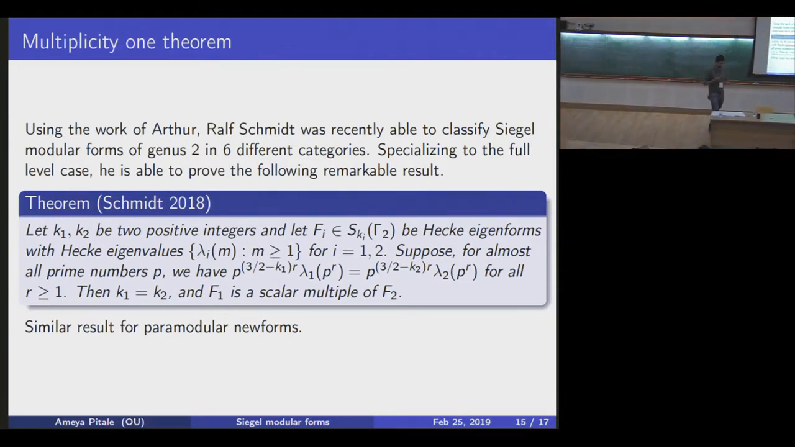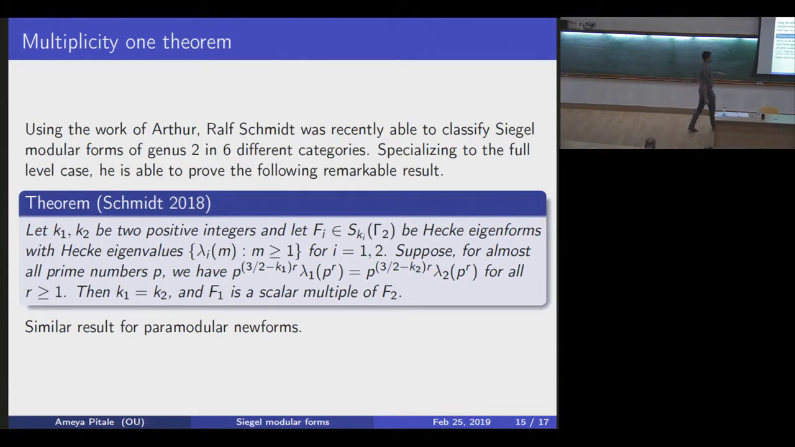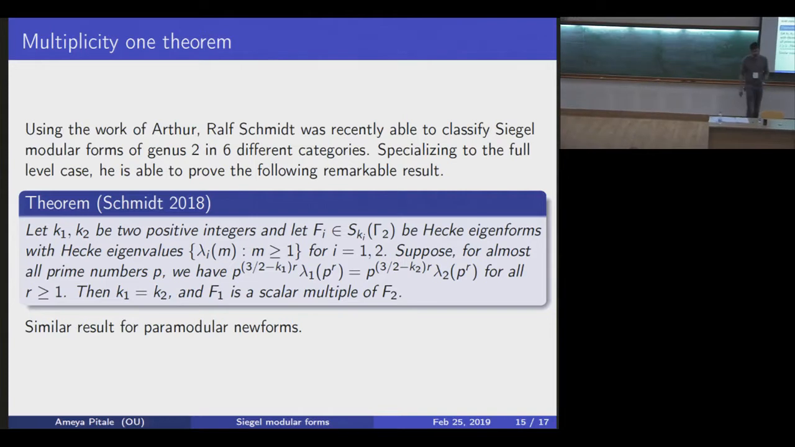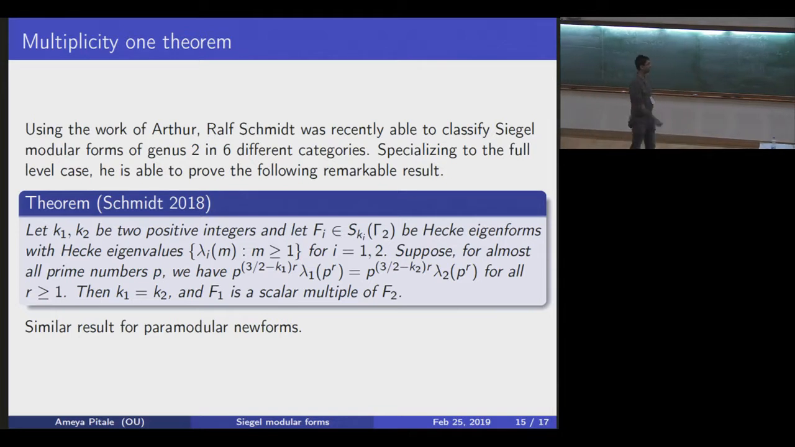He said, okay, what is happening for SO5? SO5 is PGSP4, which gives representations corresponding to Siegel modular forms. And then he divided them into 6 categories. And he said that if your Hecke eigenform is with respect to full level, I only get 2 of those categories. And then he knows enough local representation theory to say it's multiplicity 1. So this is just a very new thing.